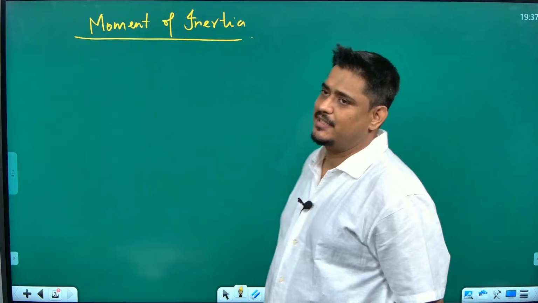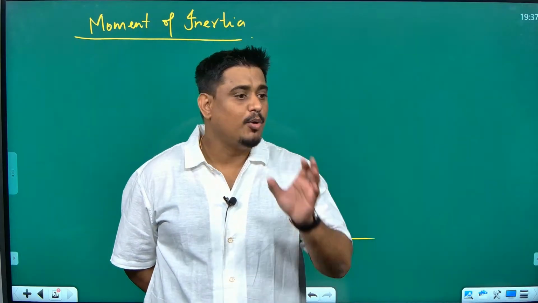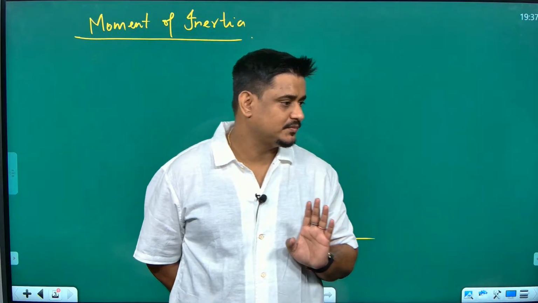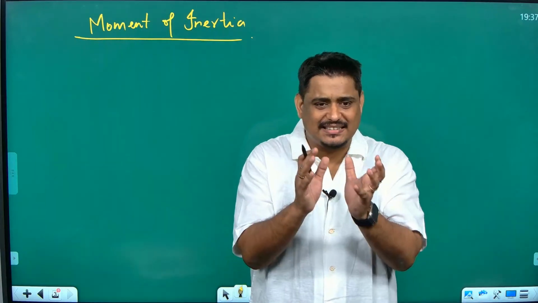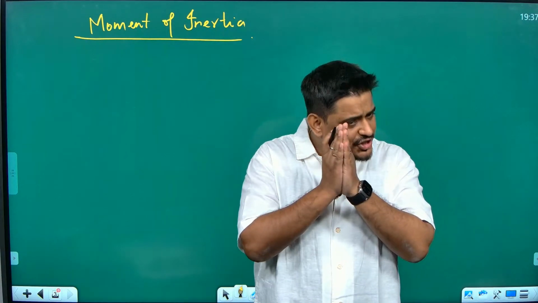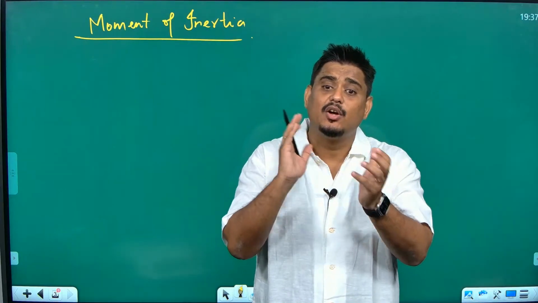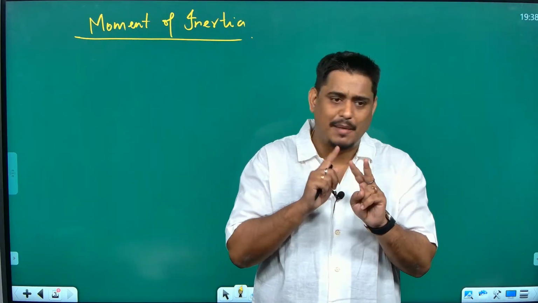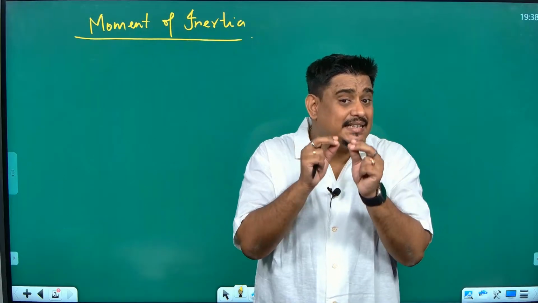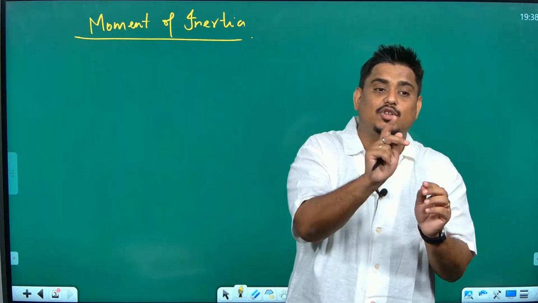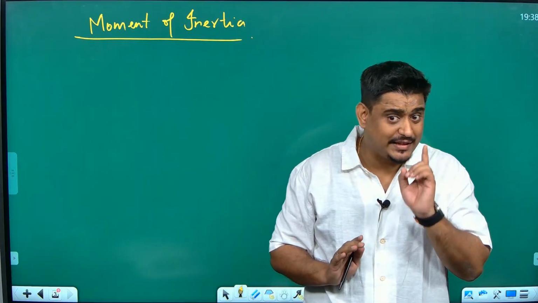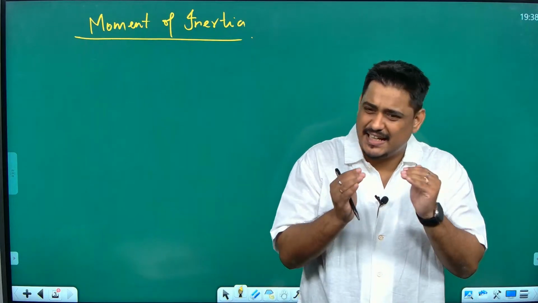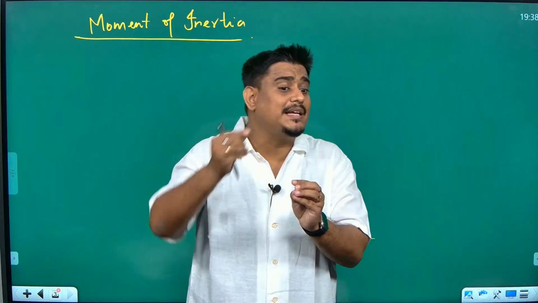Now please pay attention. First of all, understand that moment of inertia will be applicable only if the body is under rotational motion. If the body is at rest, don't think about moment of inertia. Moment of inertia can come only if the body is rotating. And moment of inertia depends upon two things. Listen to my words very carefully. One is the mass of the object. Second is the distance of the mass from the axis of rotation.